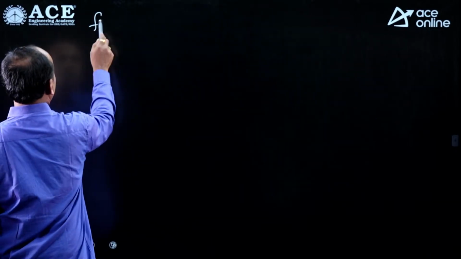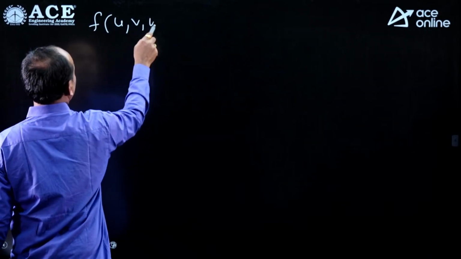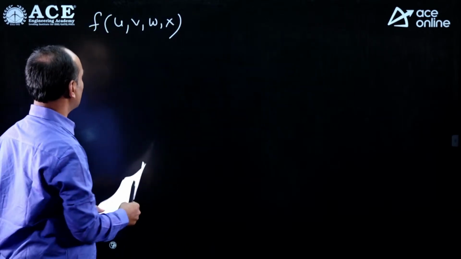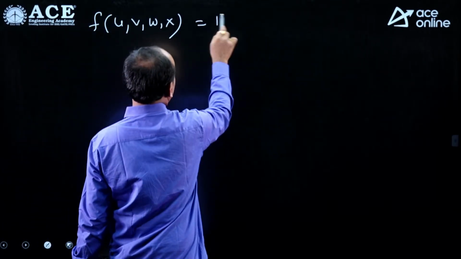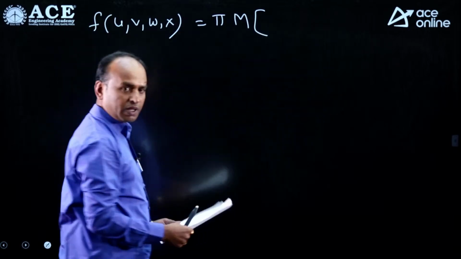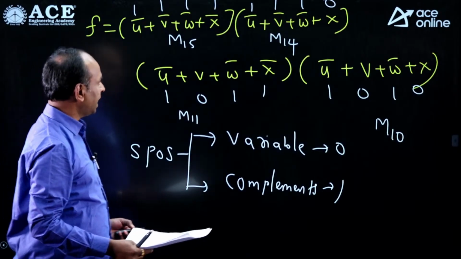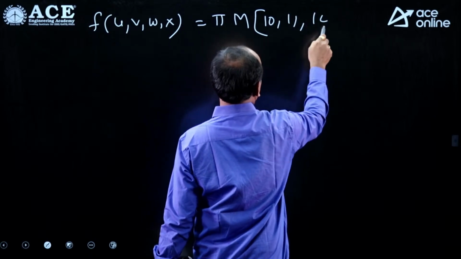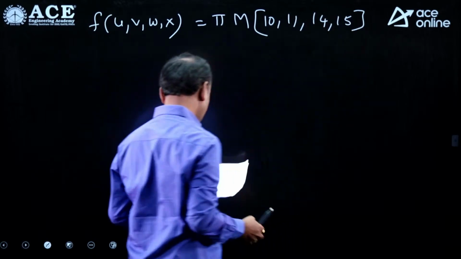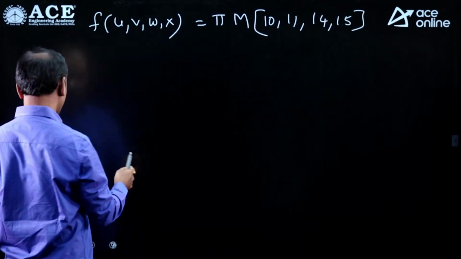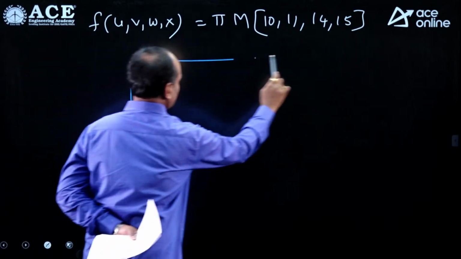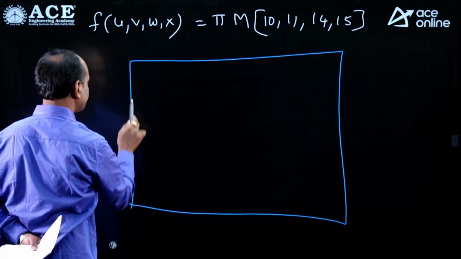Now f of u v w x, the order u v w x, equal to max term of, from the given data, 10, 11, 14, 15. This is the given data here. Take the 4 variable K-map here. Simple, this is a 4 variable K-map.